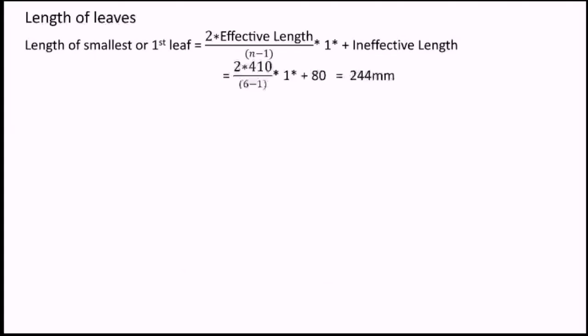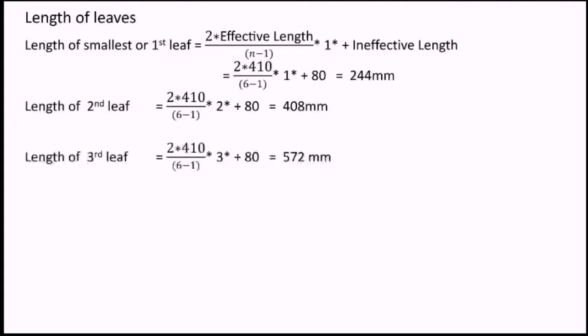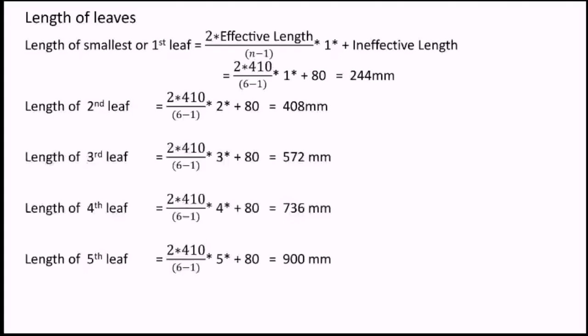Similarly, for length of second leaf, the formula will exactly be same, just instead of 1 it will be 2 because it is a second leaf, for which I will get the answer as 408 mm. Similarly, for third leaf it will be multiplied by 3, fourth leaf 4 and fifth leaf 5. For length of fifth leaf I will get answer as 900 mm. Now remember, in the question we were given that there are 2 full length leaves. So out of 6, 4 are graduated leaves and 5th and 6th are full length leaf. So if the length of 5th leaf is 900 mm, I will also write length of 6th leaf as 900 mm.